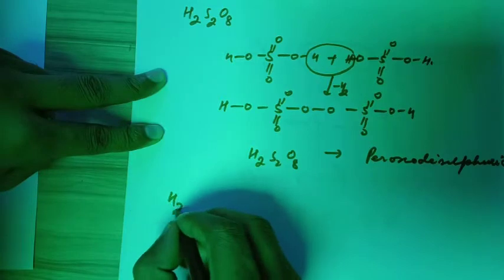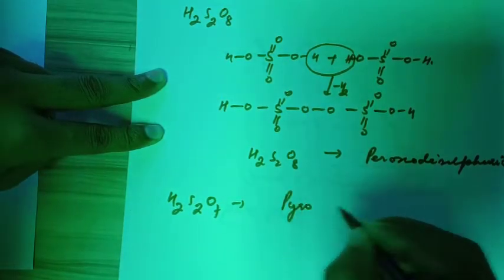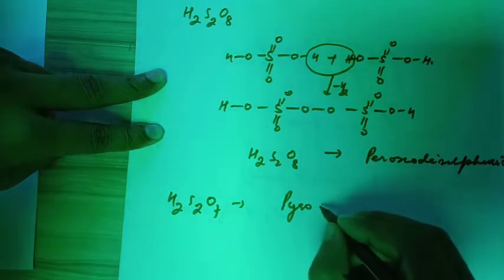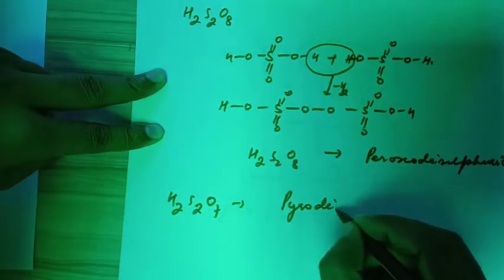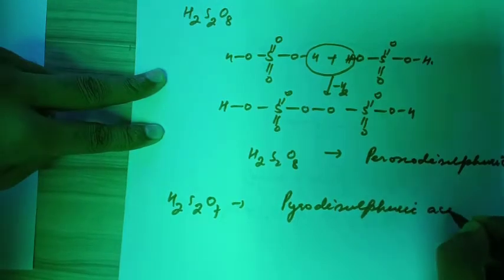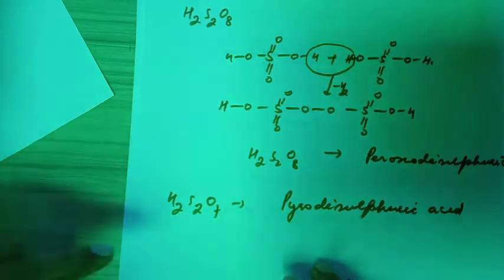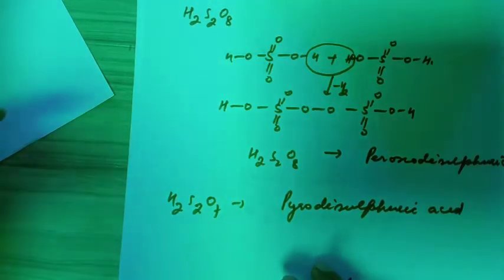And we can say H2S2O7 is known as pyrodisulfuric acid or pyrosulfuric acid. Pyrosulfuric acid can be said. So this is how we draw the structure of sulfur compounds.